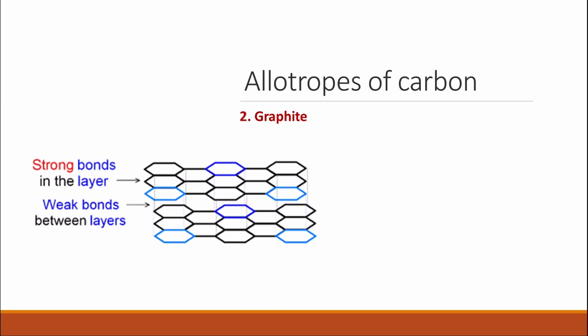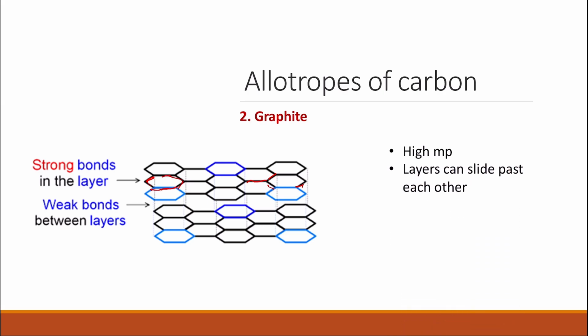The second allotrope is graphite. Graphite is made out of layers of hexagonal structures made only out of carbon. In each layer, each carbon atom forms three covalent bonds with three different carbons. And because the carbon has four electrons in its outer shell, there is one electron that is delocalized or can move freely. So graphite has a high melting point because of the strong covalent bonding between the carbon atoms in the layer.